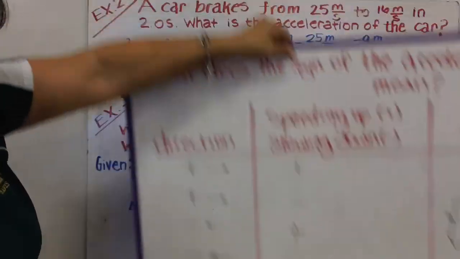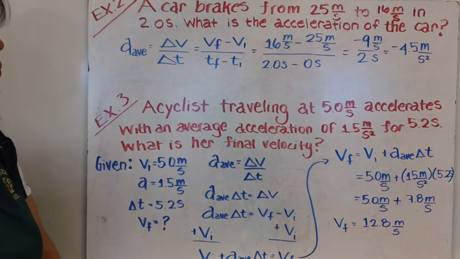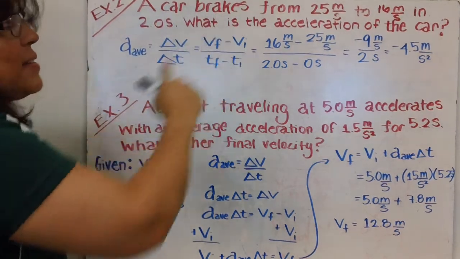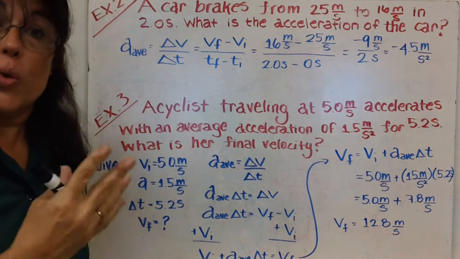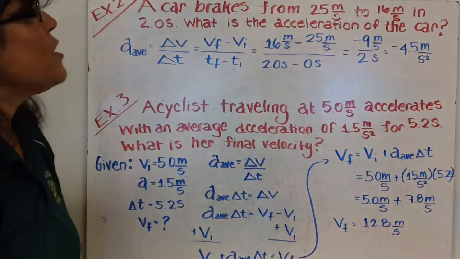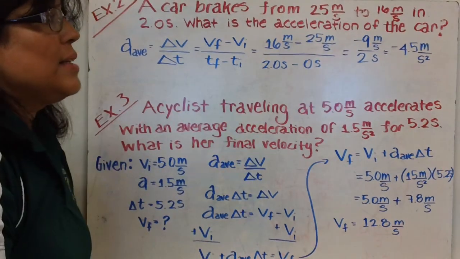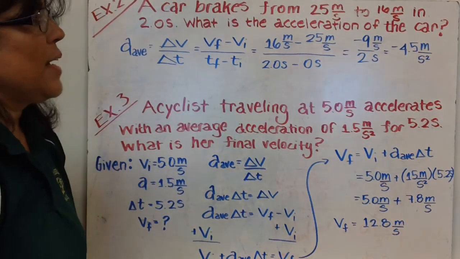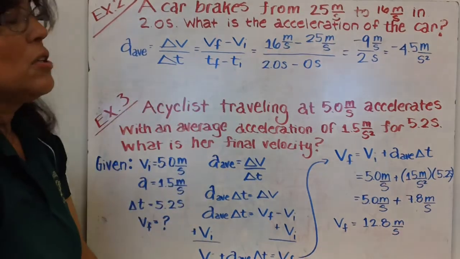Okay, let's try two more examples. Okay, example 2. We have a car that brakes. Right away, the word brakes means it's going to be slowing down, so we know we're going to have a negative acceleration. A car brakes from 25 meters per second to 16 meters per second in 2 seconds. What is the acceleration of the car?